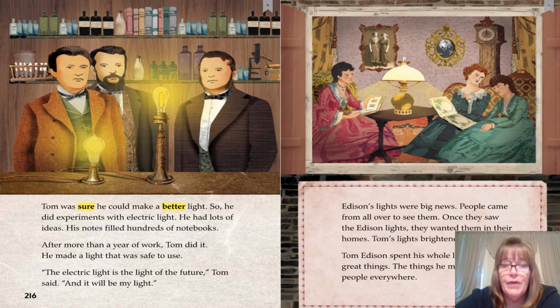Edison's lights were big news. People came from all over to see them. Once they saw the Edison lights, they wanted them in their homes. Tom's lights brightened the world. Thomas Edison spent his whole life making great things. The things he made helped people everywhere.